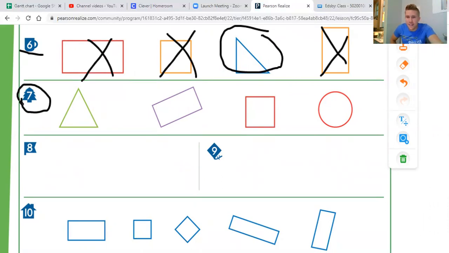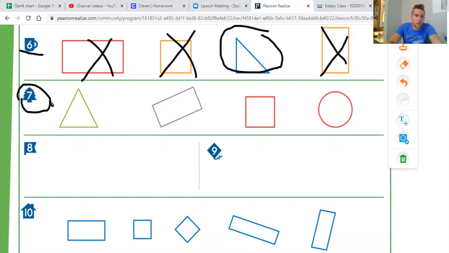I am the same shape as a classroom door. Which shape is the way our doors look? Now, this one might be sideways. It might not be straight up and down. Let's see if you can figure it out.